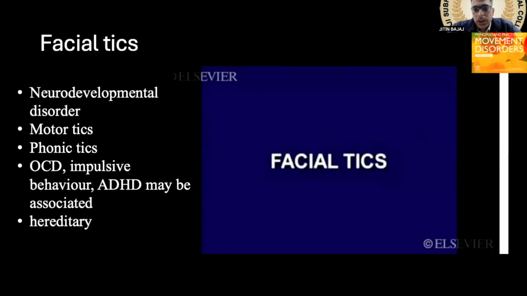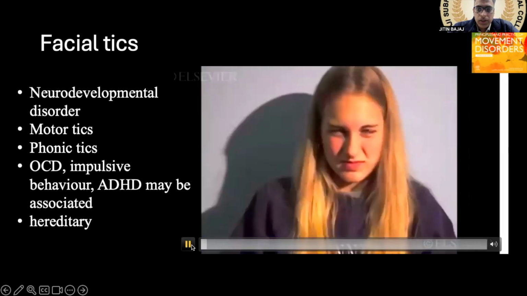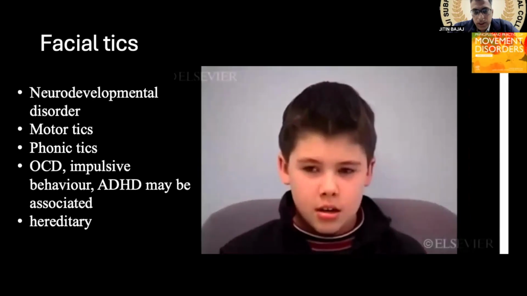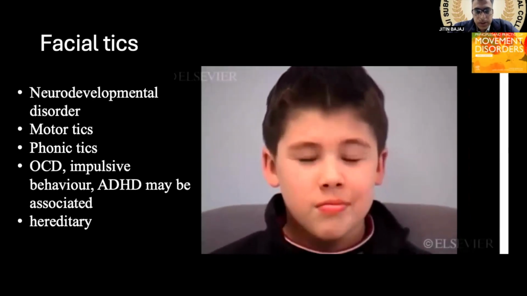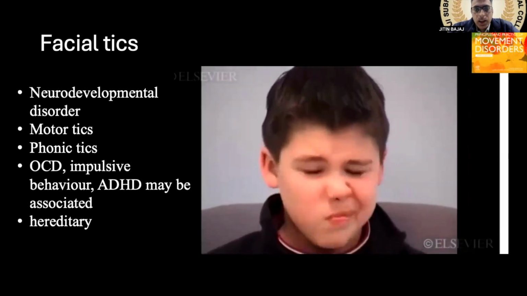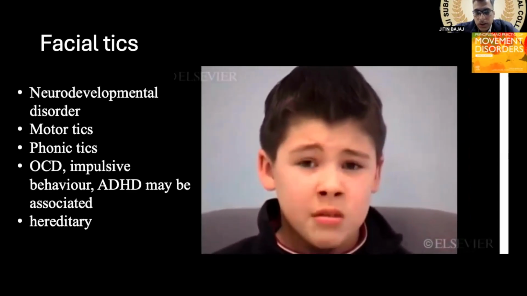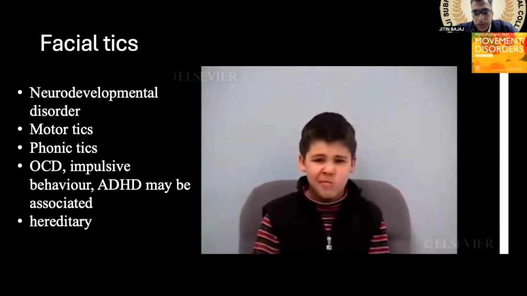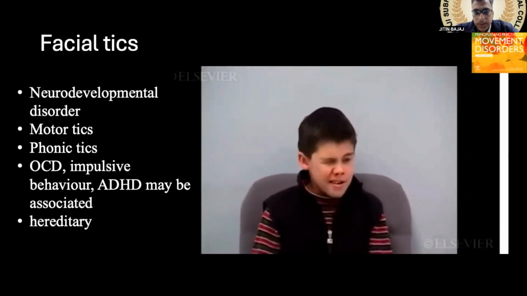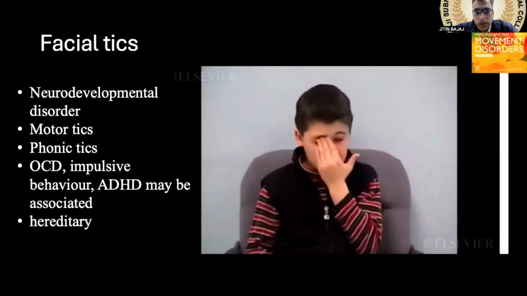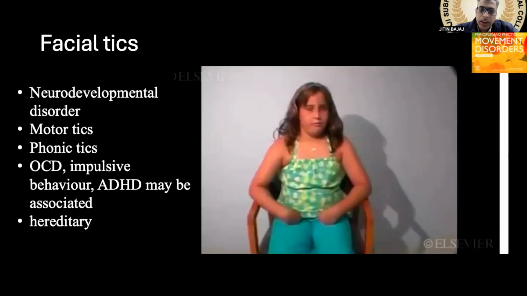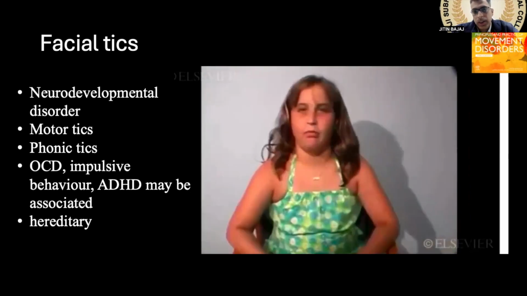Facial tics are a neurodevelopmental disorder. There is presence of motor tics, often associated with phonic tics. There will be neurobehavioral problems associated, like OCD, impulsive behaviors, or ADHD. And this may be a part of Tourette syndrome, which is a hereditary syndrome. You see bilateral facial movements, from one side to the other side. So the phenomenology is very important. And if you have doubts, you can advise electrophysiology studies, which can also differentiate it to be a bilateral problem.